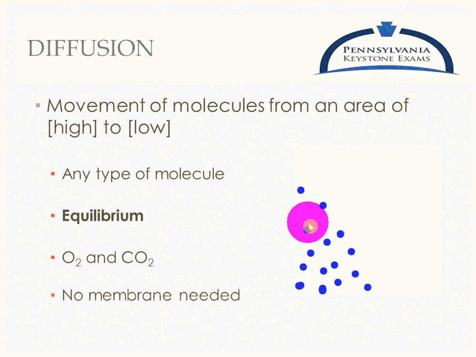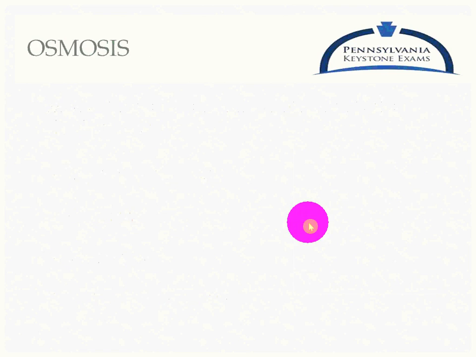The neat thing about diffusion compared to some of the other processes we're going to be talking about in this podcast is that you don't need a membrane. Again, I mentioned the idea of cookies baking in an oven. You don't need a membrane for those cookie smells, those particles, to diffuse from a high concentration in the oven to a low concentration.